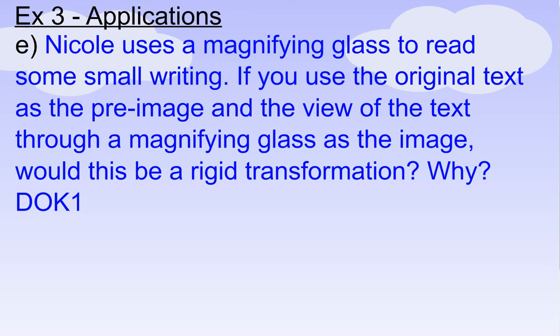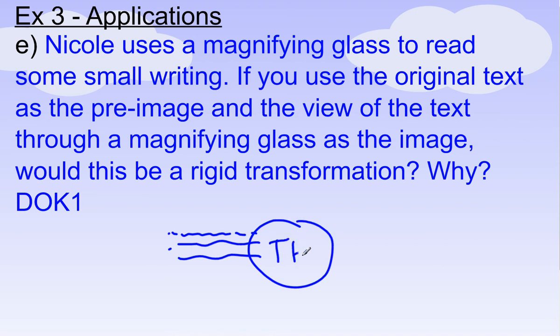Alright, so hopefully maybe you drew a picture. I'm imagining you have your little text on a piece of paper or in a book, and then you take out your magnifying glass, and now the letters are much bigger. So would this be a rigid transformation? No, because the size of the letters changed. They were like a really tiny T, and then you look at it through a magnifying glass, and now it's a really big T. The lengths of each side changed. So that is not a rigid transformation.